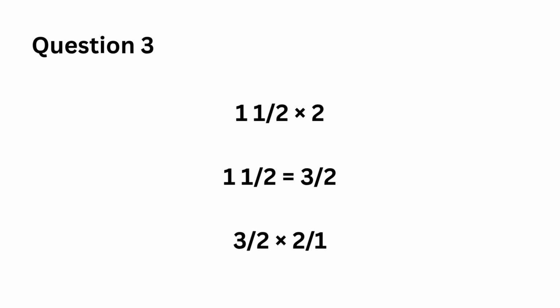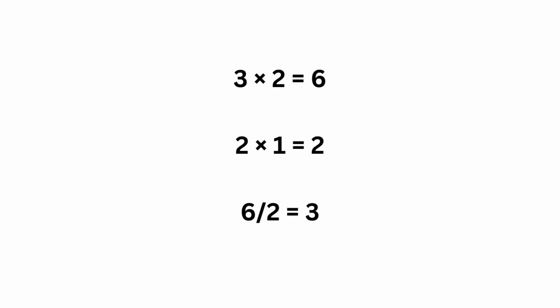Then we have 3 over 2 times 2 over 1. 2 over 1 is the same thing as 2. So don't forget, for multiplication, it is top times top, then over bottom times bottom. Top times top, 3 times 2 gives us 6, then 2 times 1 gives us 2. So we have 6 over 2, which is equal to 3.